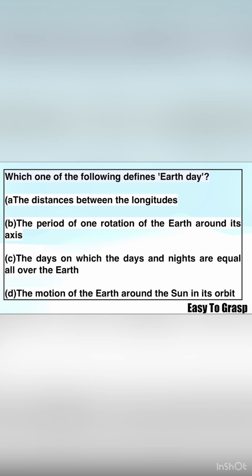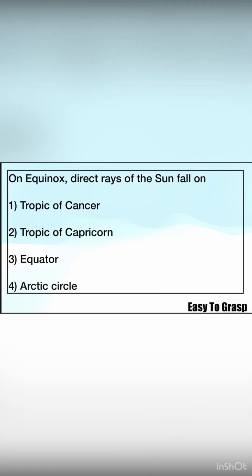The next question is, which one of the following defines Earth Day? There are 4 options. Earth Day is the period of the rotation of the earth on its own axis. This is the daily motion of the earth. When the earth rotates on its axis, it takes around 24 hours, that we call one day, and that day is also known as Earth Day. So the correct answer for this question becomes the period of one rotation of the earth around its axis is known as Earth Day. It is also known as rotation.